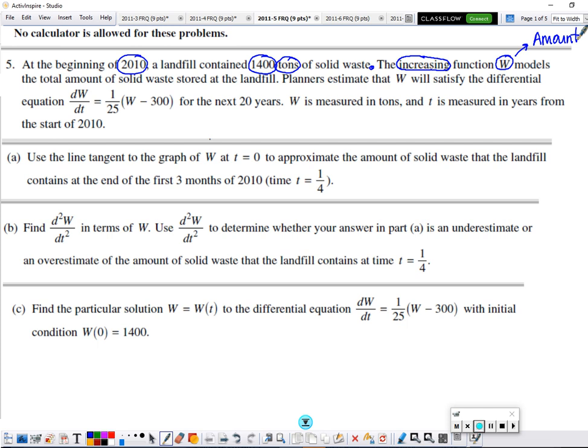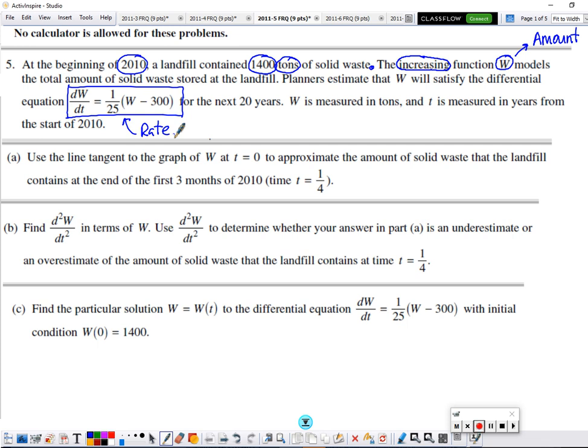Planners estimate that W will satisfy the differential equation here. So now what I have is W, the amount, and this is the rate. That's the rate at which W is changing. Questions?